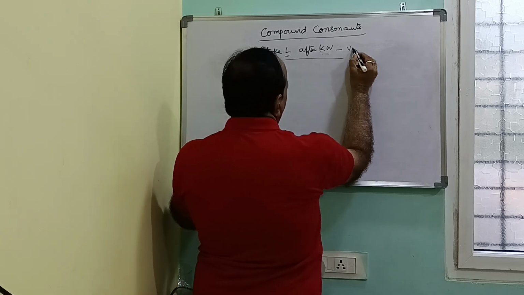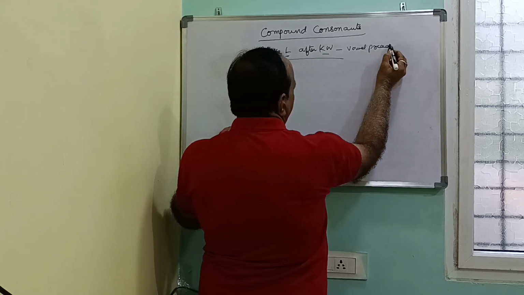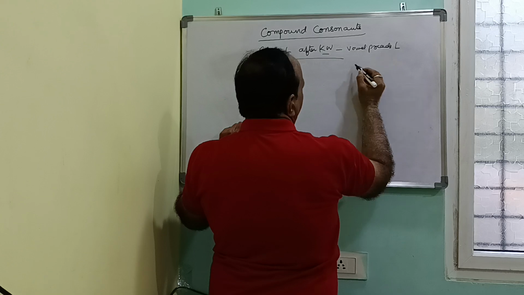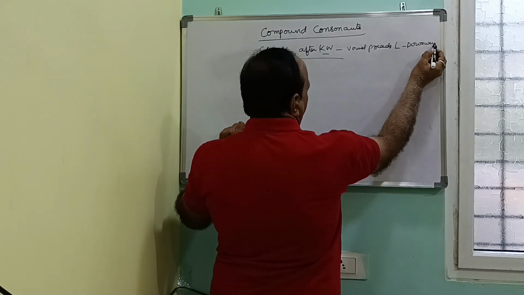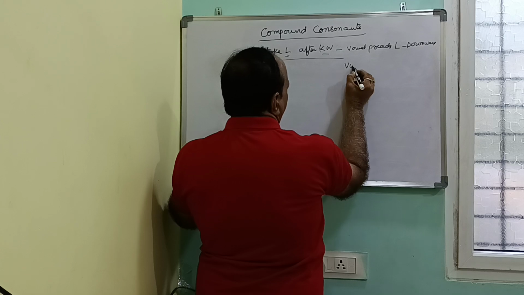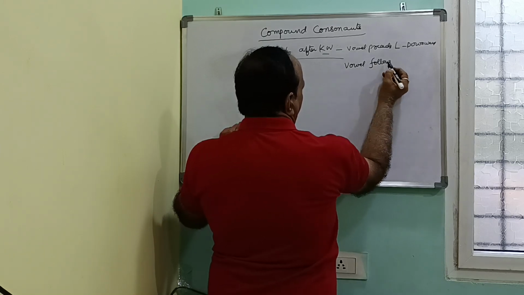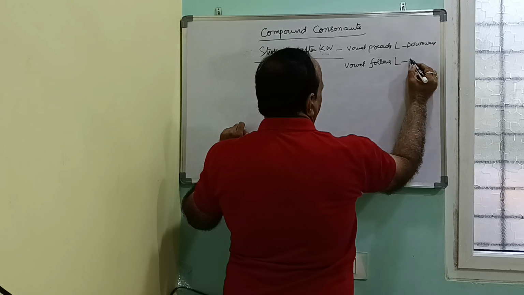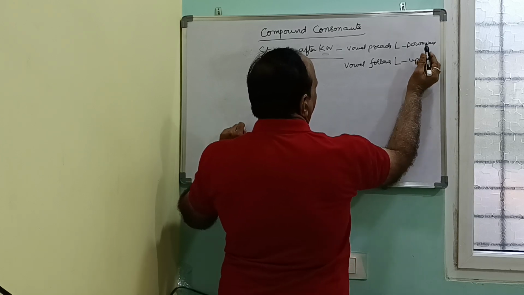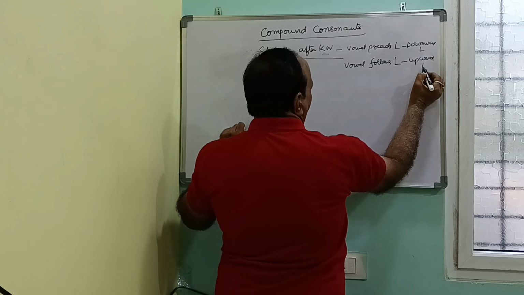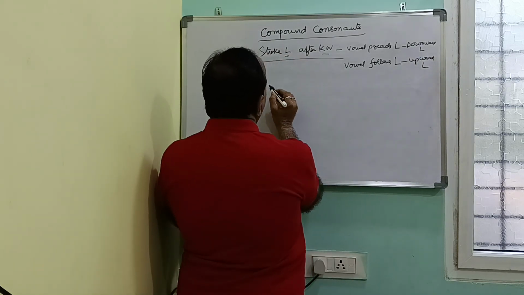If a vowel precedes L, we are writing downward L. If a vowel follows L, then we are writing an upward L. Downward L, then upward L here. I will show you the examples here.